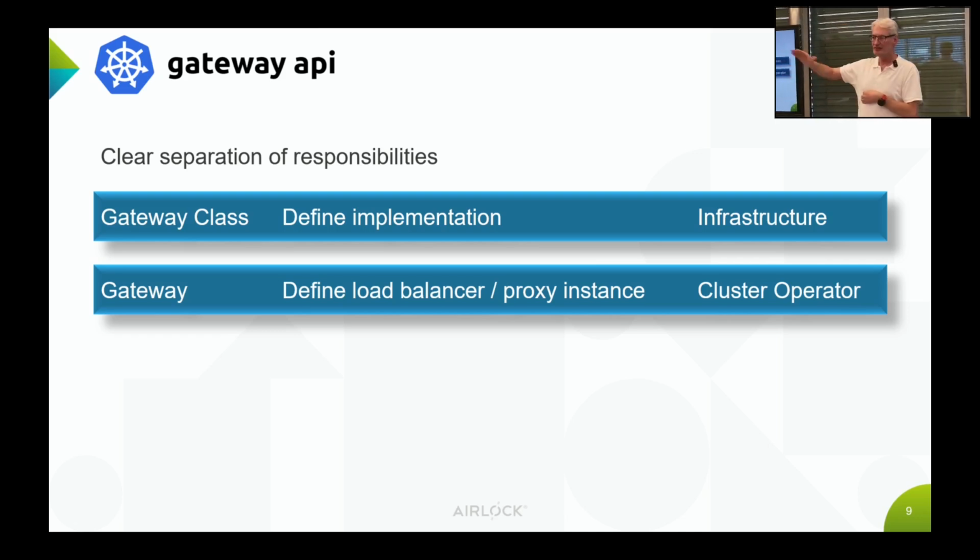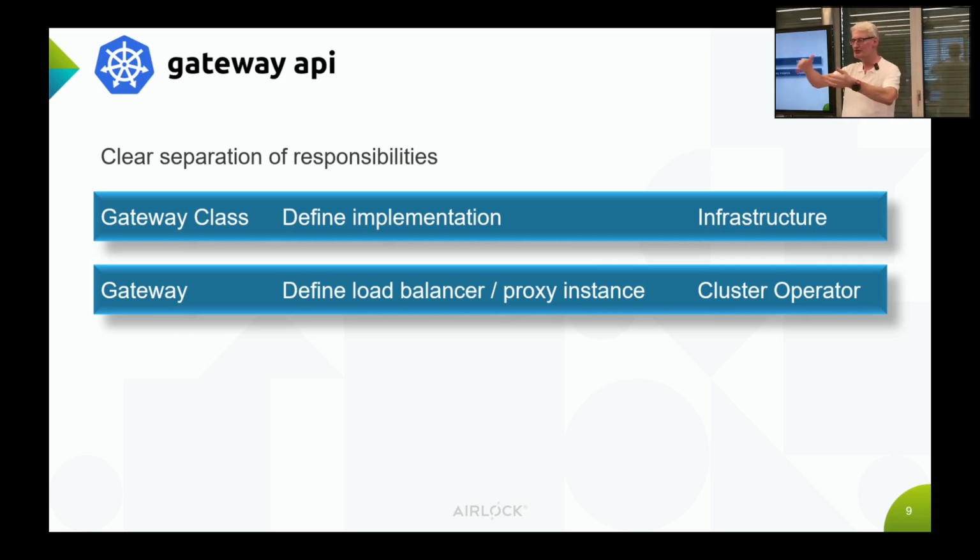The cluster operator, for example, Vision, does define the gateway itself. Where is the gateway resource? How many gateway resources do we have? How do we split it into different namespaces? Which application team can make use of which gateway? Which protocols do we run over which gateway?